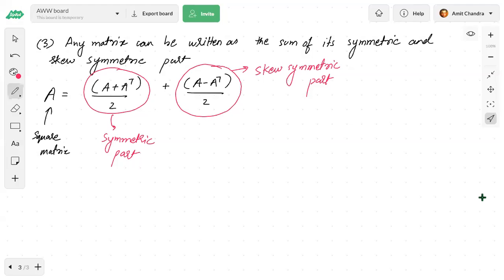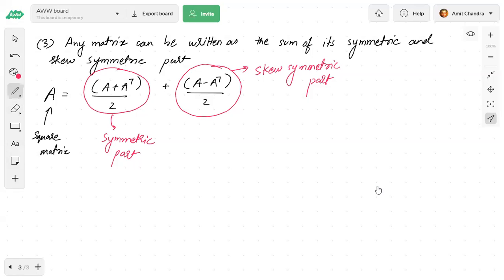Okay, similar thing we have seen with odd and even functions, right? Where we have broken down a non-odd or non-even function into an odd part and an even part. So just copy this one also. I hope this part is also clear for everyone.